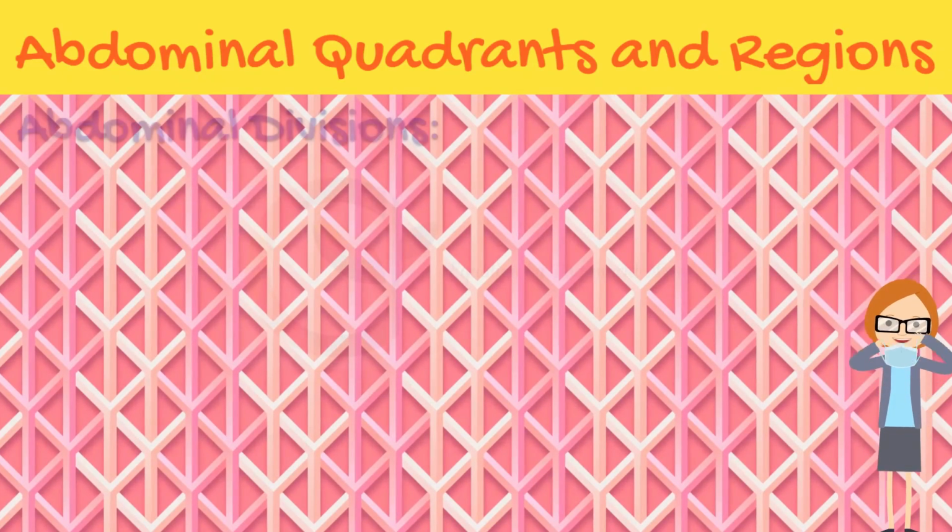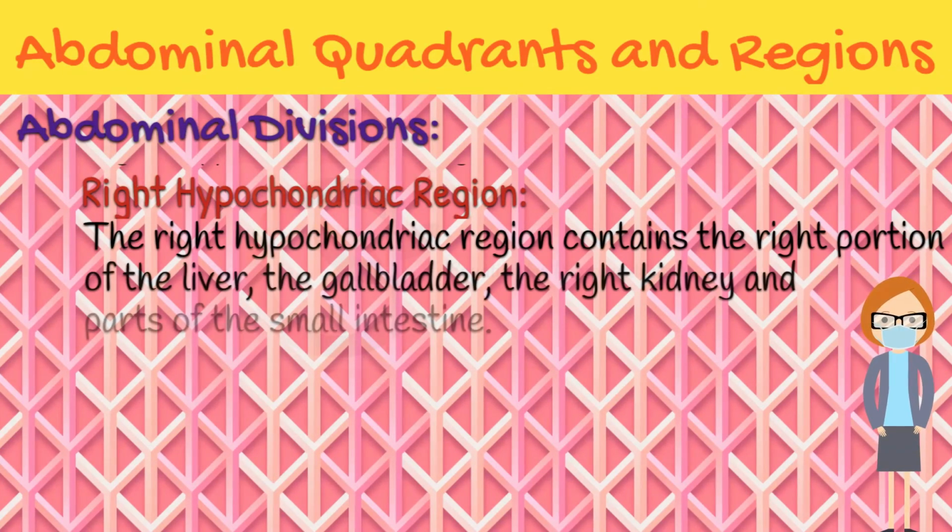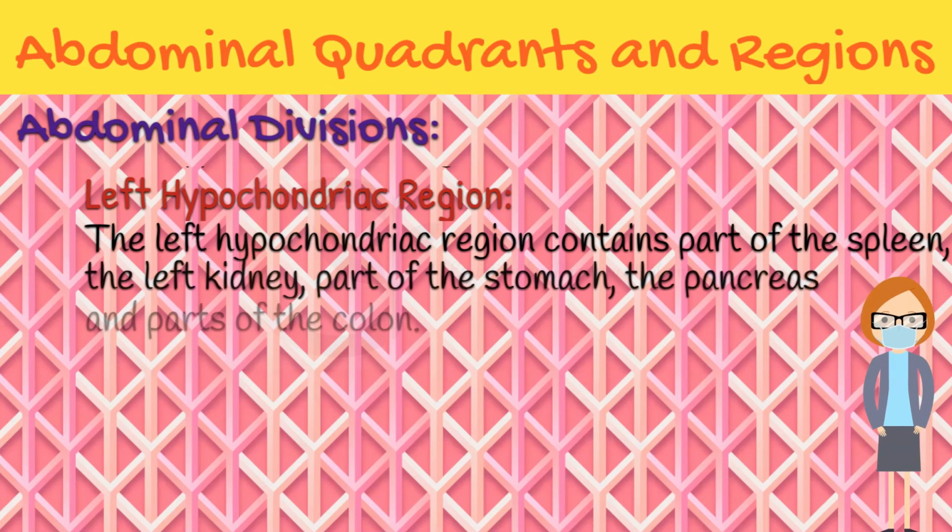The right hypochondriac region contains the right portion of the liver, the gallbladder, the right kidney, and parts of the small intestine. The left hypochondriac region contains part of the spleen, the left kidney, part of the stomach, the pancreas, and parts of the colon.